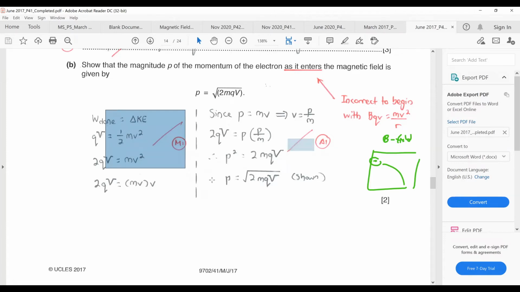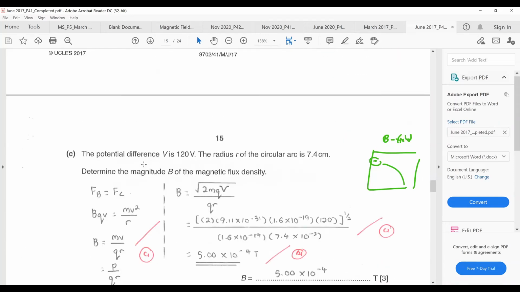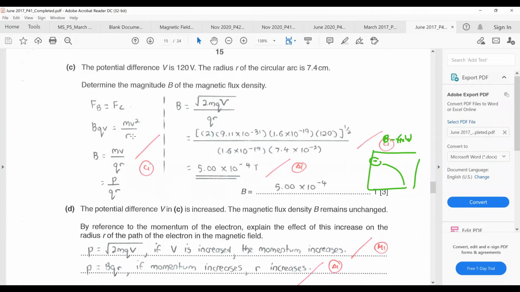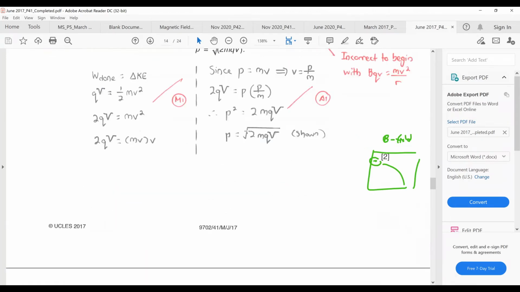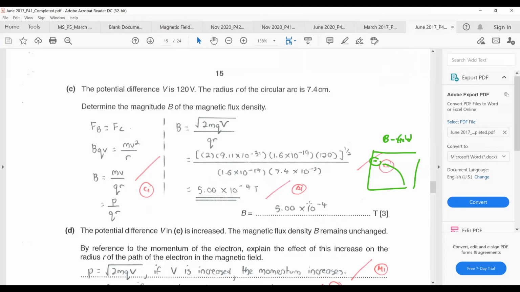So if they ask you to do this one here, there's a reason why they want you to do that, because the subsequent questions are expecting you to use this. Since this one is asking you to find momentum, from FB equals to FC, you try to see how it relates to momentum. You can see that after you simplify this one, the V is gone. This part is just left with MV, which is actually just momentum itself. So momentum is just this one. So you just sub in that equation, put in the values, and you will get your answer as 5 times 10 power minus 4.